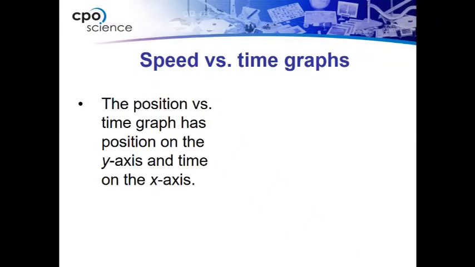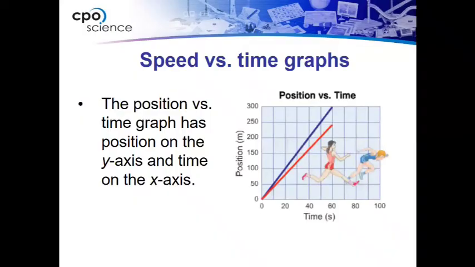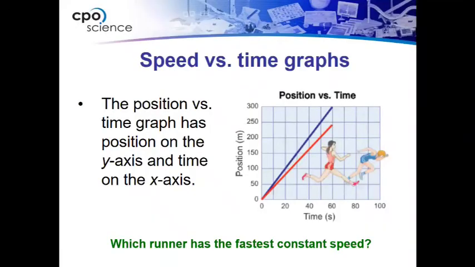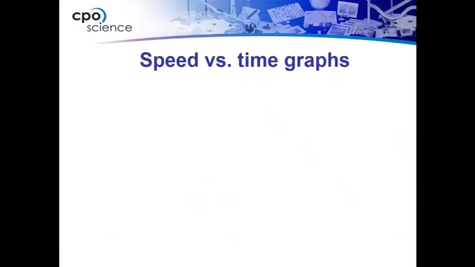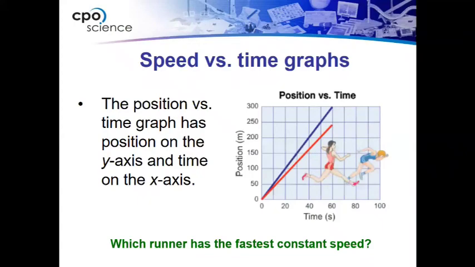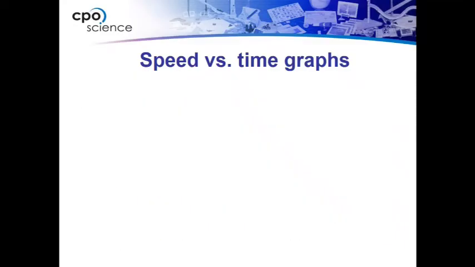The position versus time graph has position on the y-axis and time on the x-axis. Ayan. Position, time. Ibig sabihin, asan dito yung ating independent and dependent variable? Independent variable si time, dependent variable si position. Which runner has a faster constant speed? Paano natin makukuha yung kanyang constant speed? Pwede mong gamitin yung rise and run at pwede mo rin gamitin yung formula ng speed.